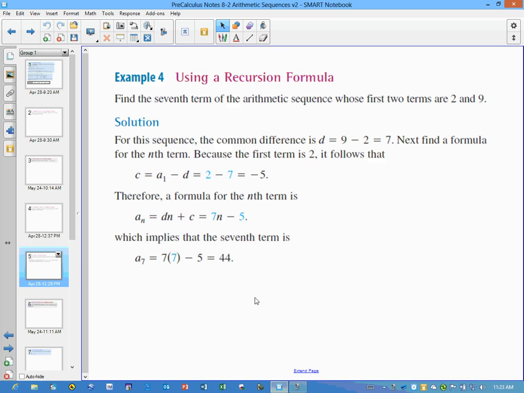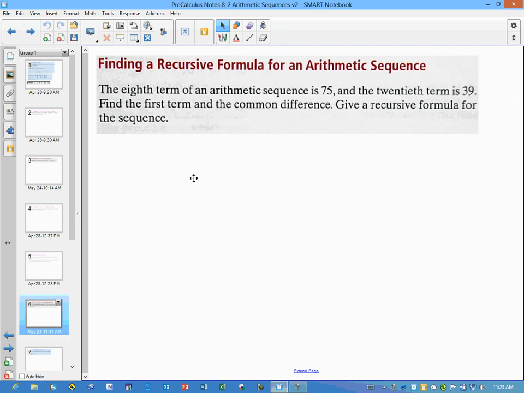All right, for the next one, we're looking for, again, a recursive formula. So here we're looking for the 8th term of an arithmetic sequence. The 8th term of the arithmetic sequence is 75. The 20th term is 39. They want us to find the first term and the common difference, but they also want a recursive formula for the sequence. All right, now we should think about it this way.